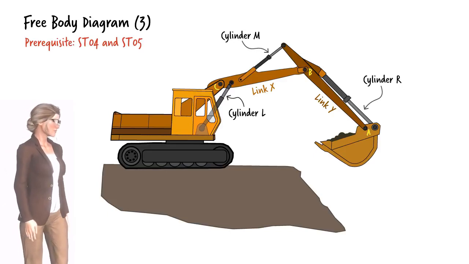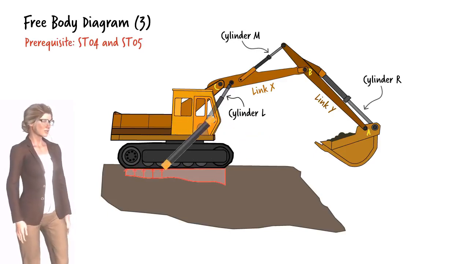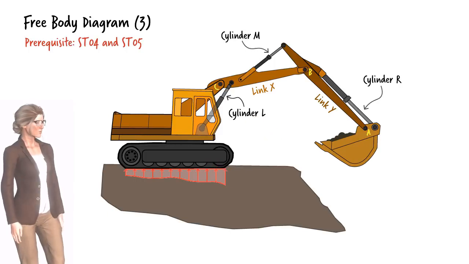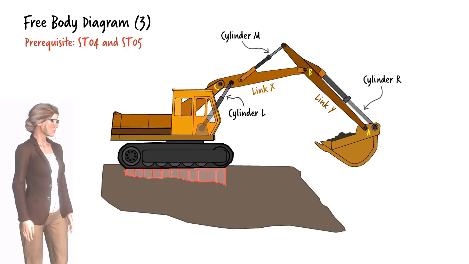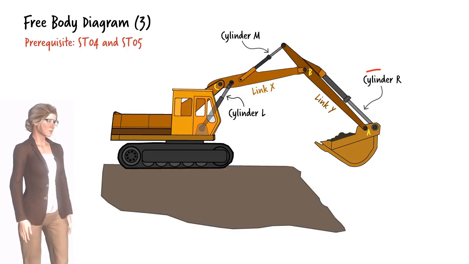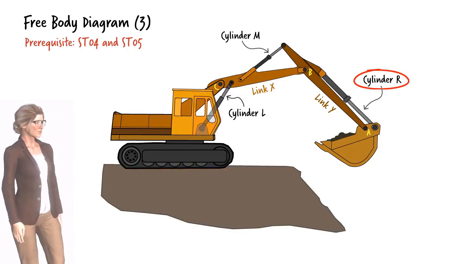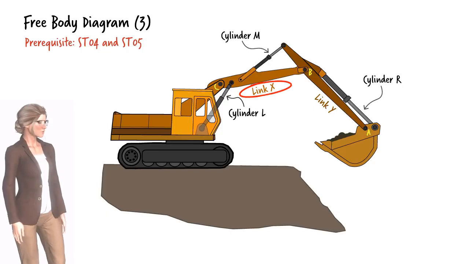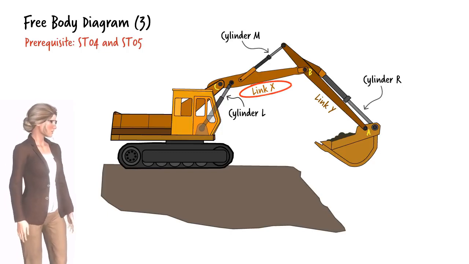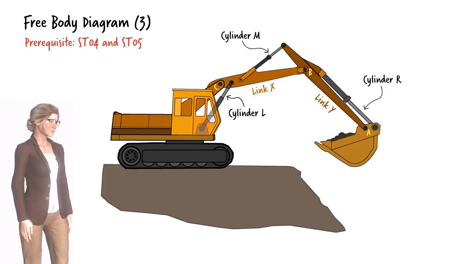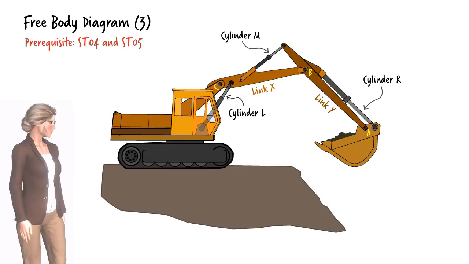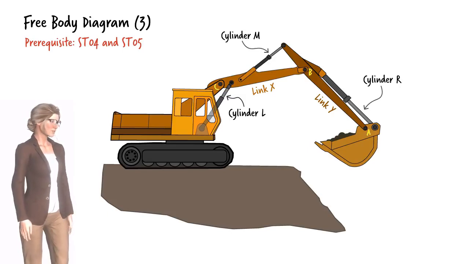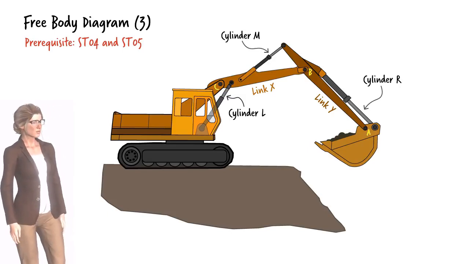For example, here, the reaction forces that the ground exerts on the tractor are considered external to the system, whereas the force in, say, cylinder R, or the forces that develop inside link X, are considered internal. But why the interest in these forces? Because we need to know them in order to be able to properly design the system. We need to make sure the system can withstand the internal forces that develop during its operation.